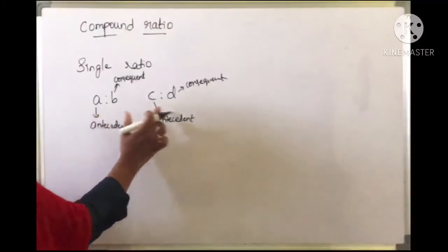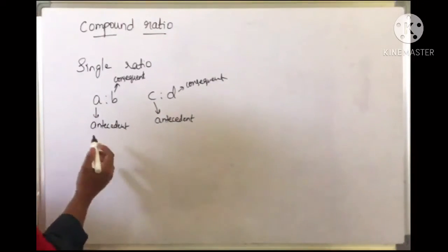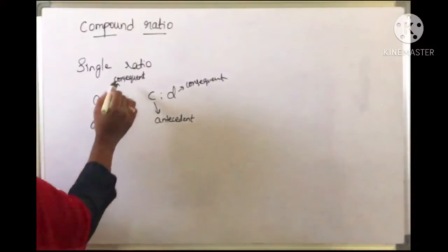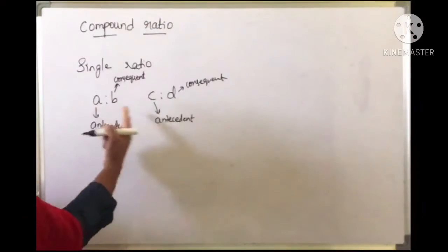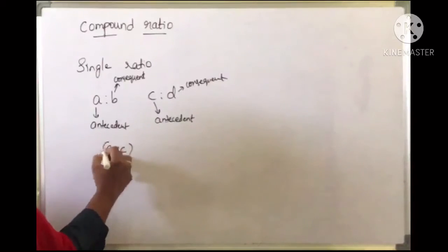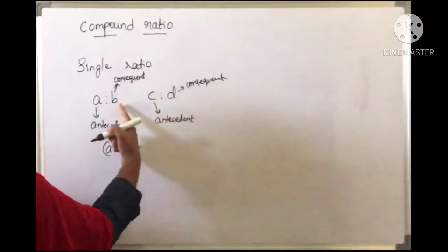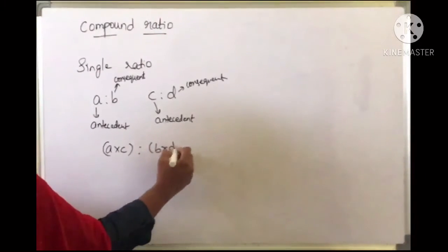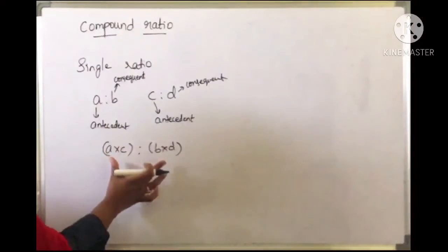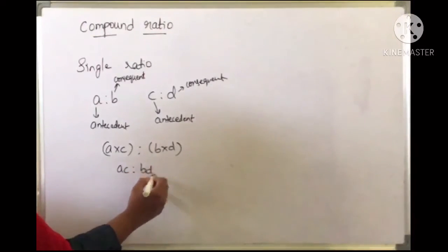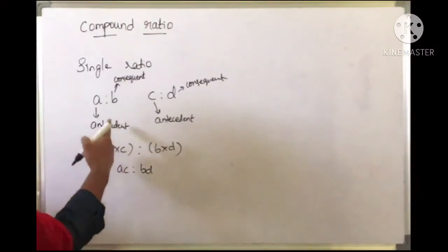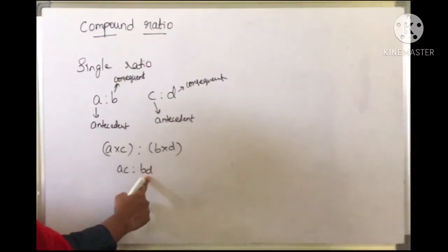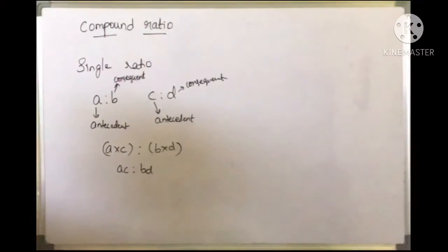So we express these two ratios as a single ratio by taking the product of antecedents is to the product of consequents. That is nothing but the compound ratio. Here the product of antecedents is A into C, is to the product of the consequents. B and D are the consequents, so B into D. Here we are making these two ratios into one single ratio, AC is to BD, right? So the antecedent of this ratio is the product of the antecedents, and the consequent of this ratio is the product of the consequents, right? Ratios are compounded by multiplying together.